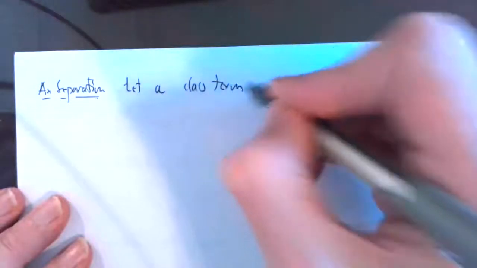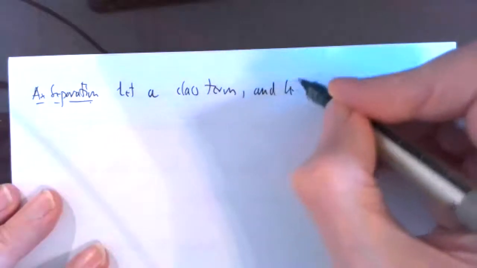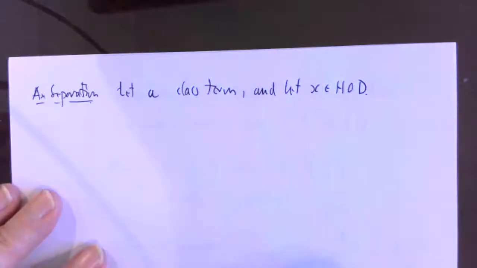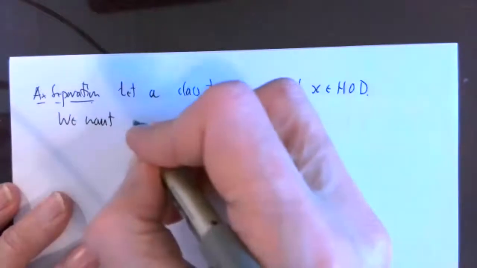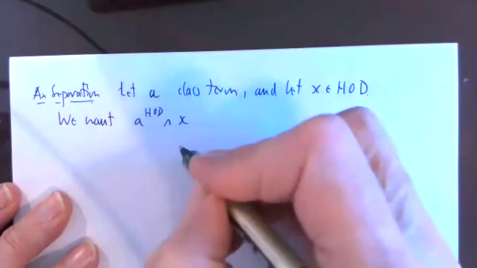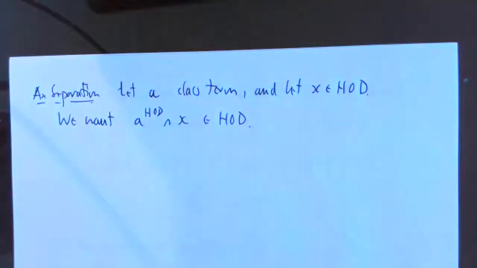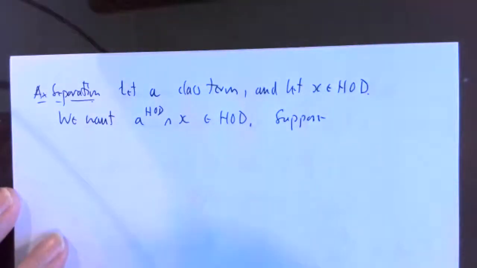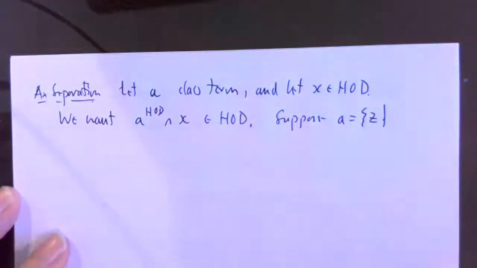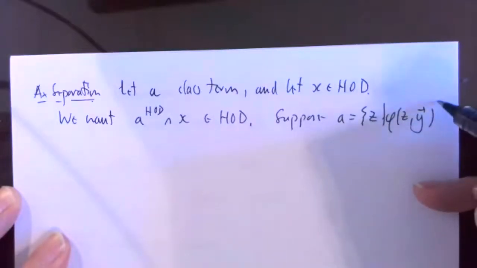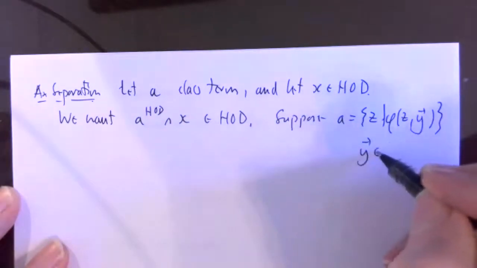Okay, axiom of separation. So I've got A, a class term, and take a set in HOD. What we're after is that A relativized to HOD intersect X should be a member of HOD. So what does A look like? A is the class of Zs such that some phi Z Y vector holds, where Y vector are just parameters in HOD.